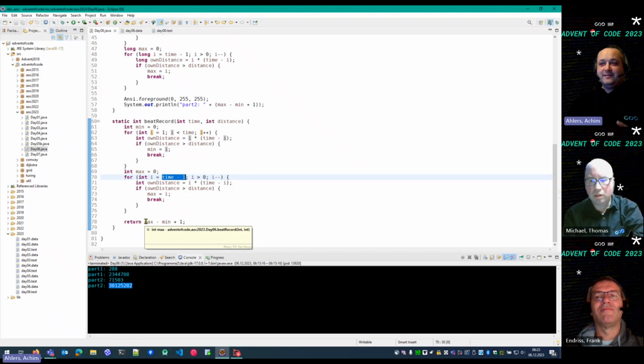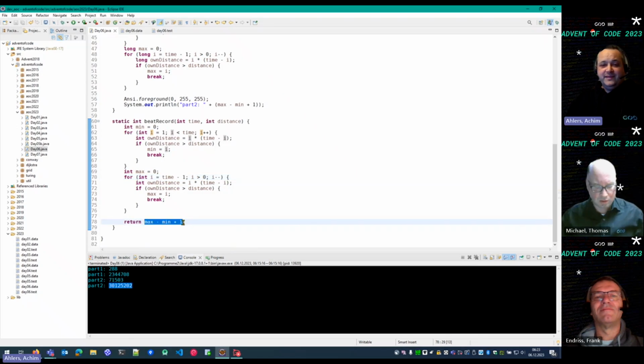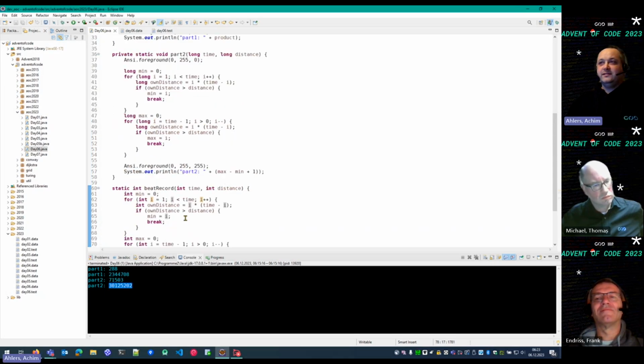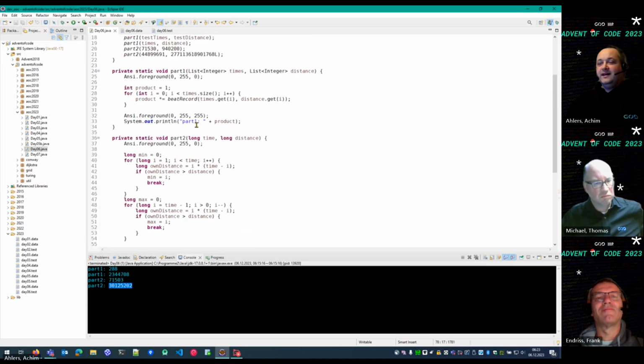Exactly. And the point is, we have to return the number of instances in which we beat that record. It's not important by how much we beat it, we just need to beat it. Okay, I understand. So if I take the maximum minus the minimum plus 1, because they are both included, I get the amount of times I would beat the record. And these we have to multiply up and put out. Okay. That's for part 1.